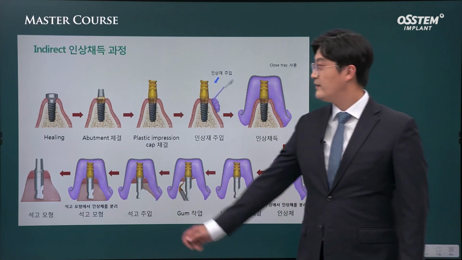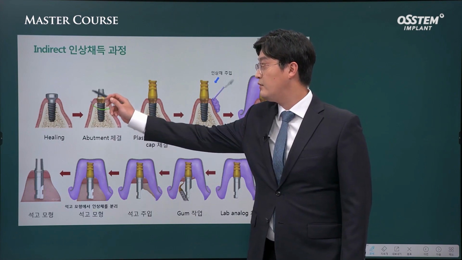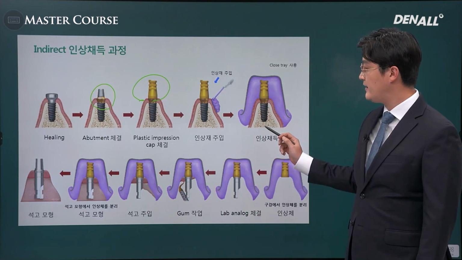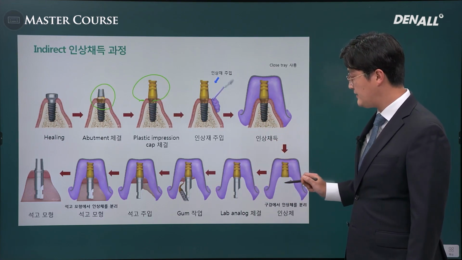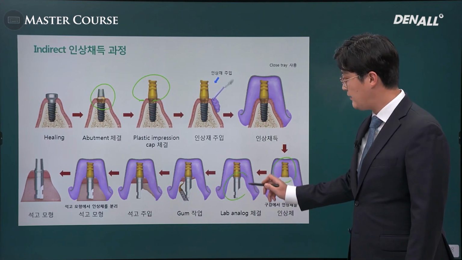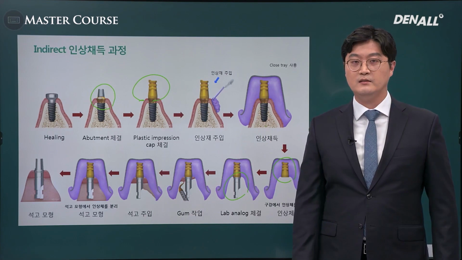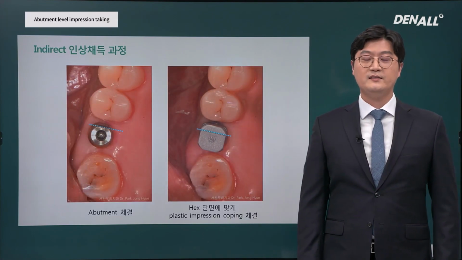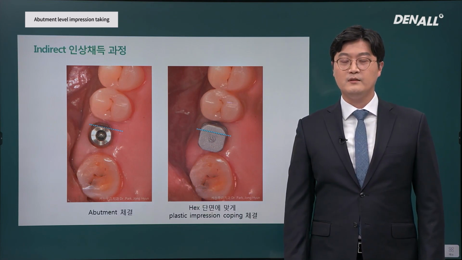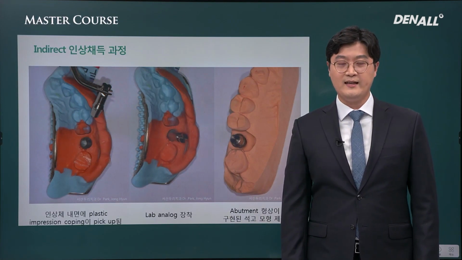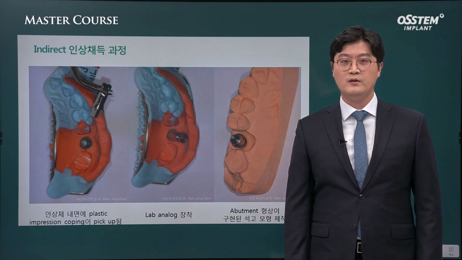This is the process. Healing abutment is removed, a stock abutment is connected, the plastic cap is connected, an impression is taken. As I said before, in the impression material, the plastic cap would be contained. A lab analog is connected. Gypsum is poured in to make a model. In the indirect impression taking, a stock abutment is connected and a stock plastic impression coping is connected, considering the hex direction. In the indirect impression taking, inside the impression, the plastic impression coping is picked up.